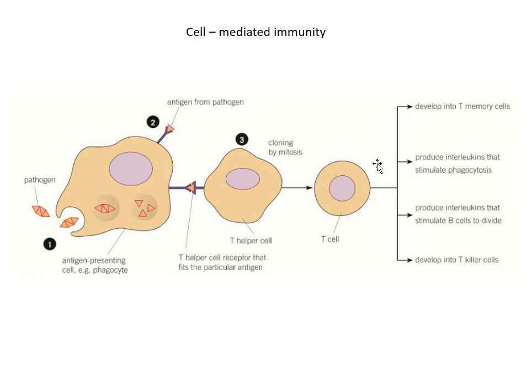So that could develop into more memory cells, produce interleukins again to get other cells to do things. This could cause the B cells to divide, and then this could develop directly into T killer cells, which can then produce things like perforin and kill them off.